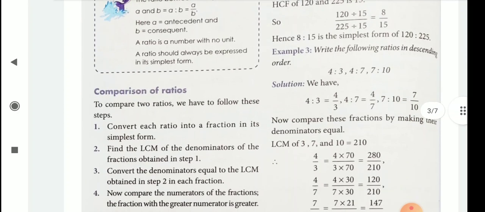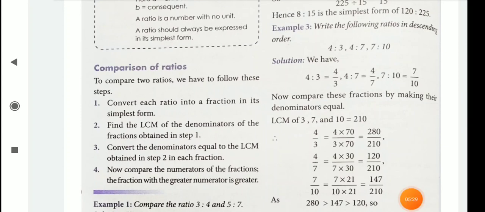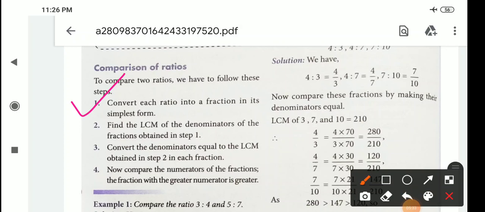Then comparison of ratios. How do we compare? Like fractions, children. Just remember how you compare fractions. Here also it is the same. To compare two ratios, we have to follow these steps. Number one, convert each ratio into a fraction in its simplest form. Number two, find the LCM of the denominators of the fractions obtained in step 1. Then convert the denominators equal to the LCM obtained in step 2 in each fraction. Then compare the numerators of the fractions. The fraction with the greater numerator is greater. Okay, these 4 rules we have to follow when we compare ratios. Let's see an example.